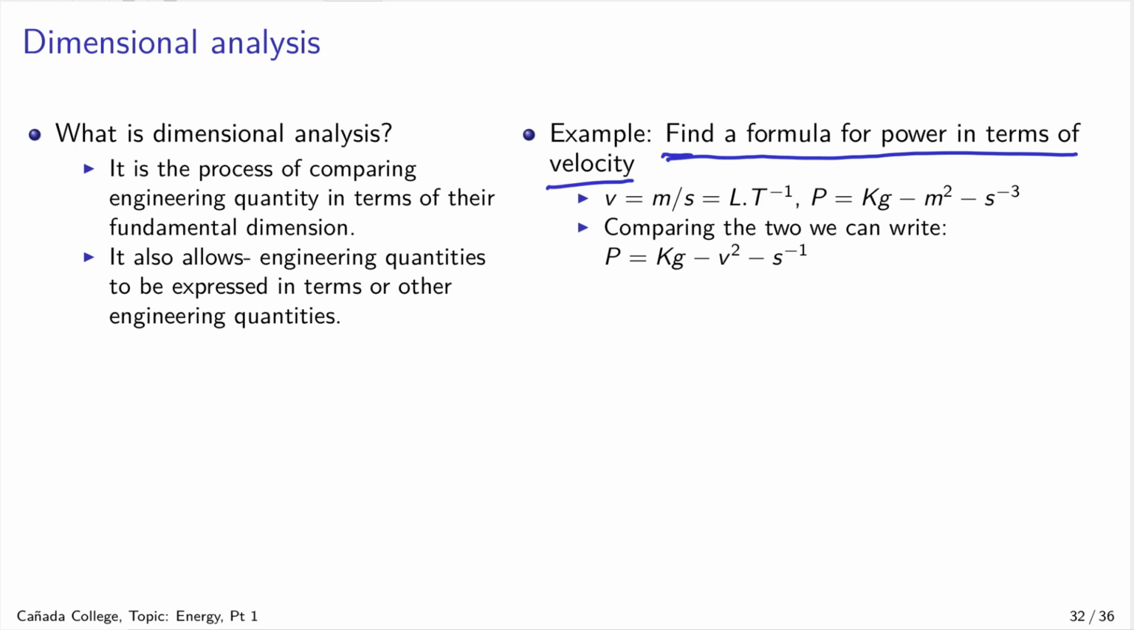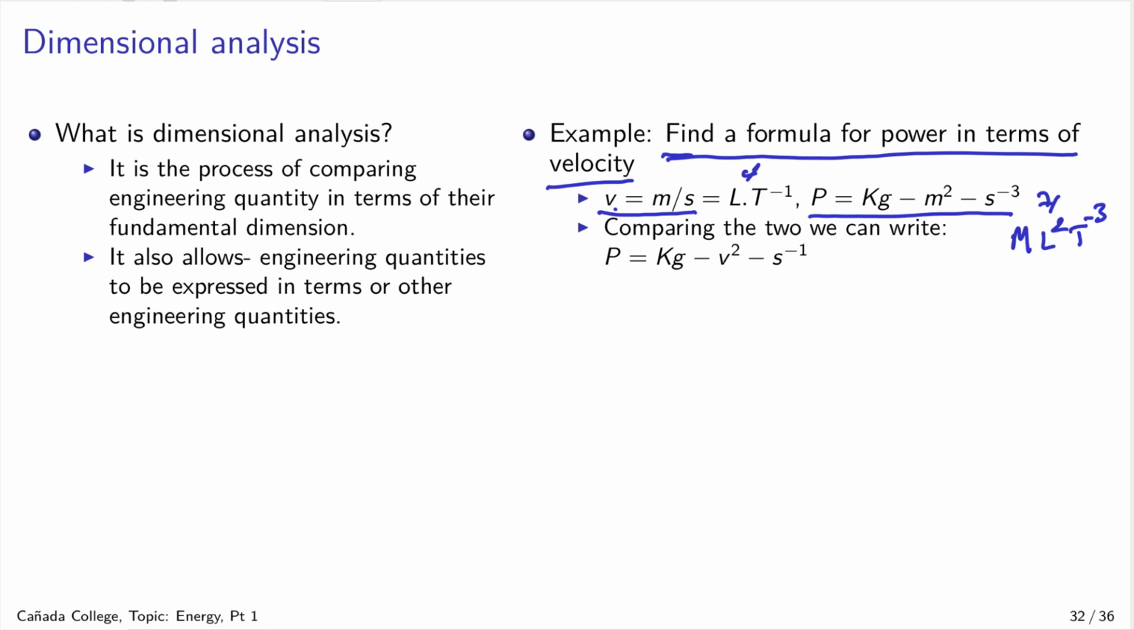So let's think about what velocity is. We know that velocity has units of meters per second. In terms of dimensions, it has length raised to power 1 and time raised to power minus 1. Similarly, if I look at power, it's kg meter square per second cube. In terms of dimensions, it means that it is mass raised to power 1, length raised to the power 2, and time raised to power minus 3, M L square T minus 3.